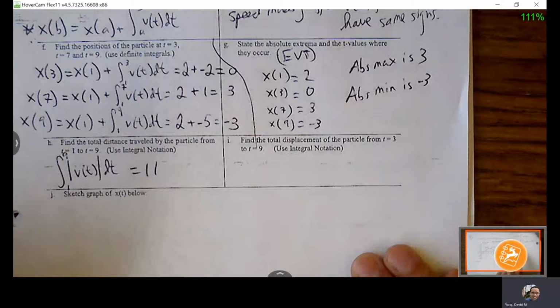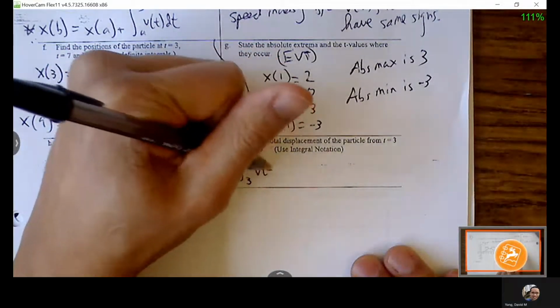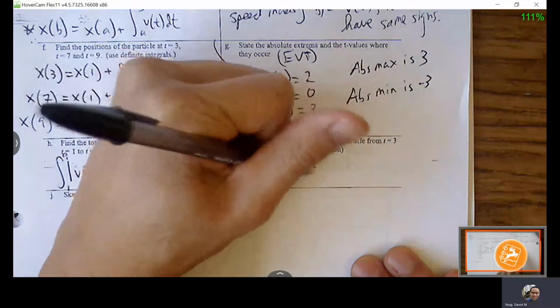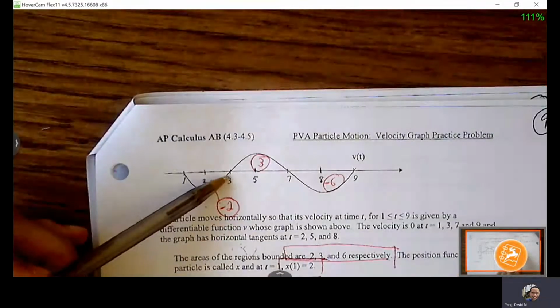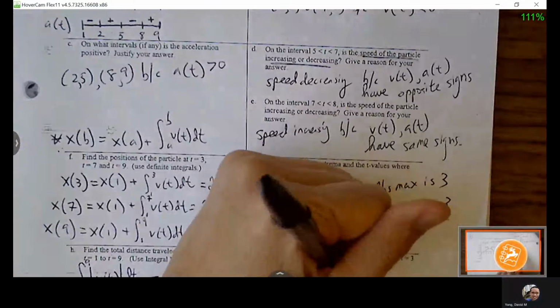Okay, displacement from 3 to 9. We just keep track of the positives and negatives. So 3 to 9, 3 minus 6 equals -3.